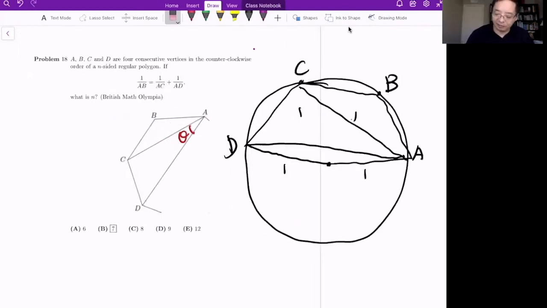Now, based on this piece of information, we need to determine the number of sides of this polygon. Okay, I don't know how to solve this one using a pure geometric method. Maybe there's one, okay. But anyway, what I did is I use trigonometric functions. That's one of the approaches to attack geometry problems.